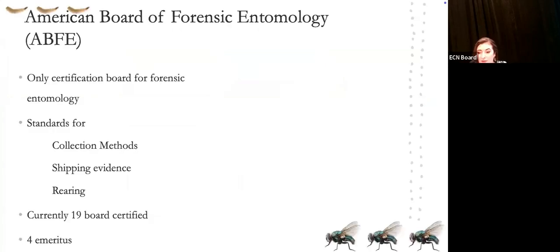Now, I'm a board certified forensic entomologist through the American Board of Forensic Entomology. That is the only certification board that we have for our field of forensic entomology. And in our field, we've done a lot of work to generate standards for collecting our insects, for how we can make sure that evidence is properly shipped so that it's secure when it arrives to the lab, how to rear our insects. And our field is growing a little slowly. We have 19 board certified forensic entomologists and 4 that have emeritus status. That's a pretty small group of people.